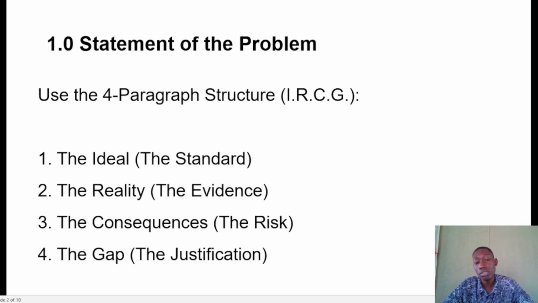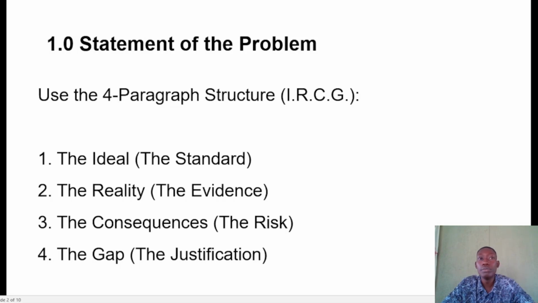Now, the ideal, let me explain what it means. For the first paragraph of your statement of the problem, you must let us understand what the ideal is. Ideal means that something is perfect. That is the meaning of the word ideal. If you remember from your chemistry and physics classes, ideal gas laws, there are no ideal machines, things like that. So, things that are perfect, in short.